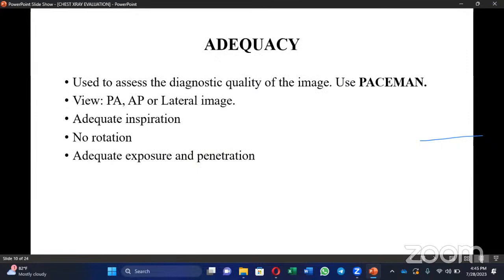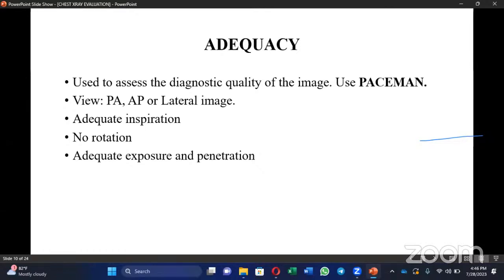Let's start with the A, which stands for adequacy. Just as I said earlier, it is very important to evaluate the technical adequacy or the diagnostic quality of every image before we proceed with the pathology search. That's why we started with A, which is adequacy. With adequacy, we talk about PACEMAN. We've talked about it earlier. We looked at the various parameters in assessing the technical adequacy.